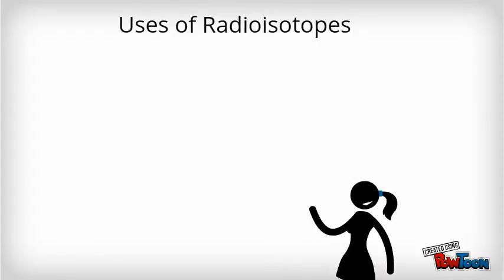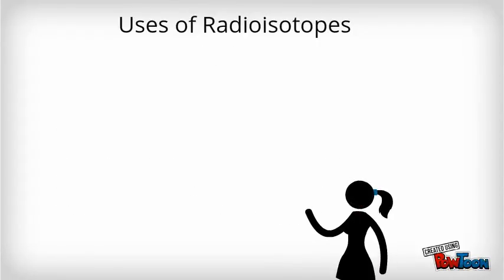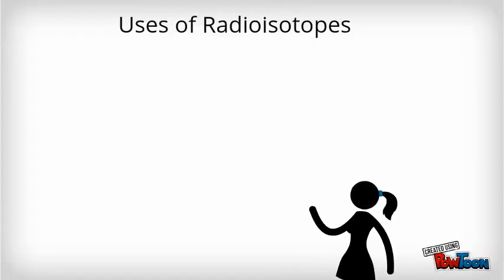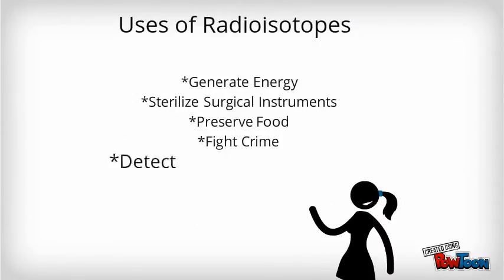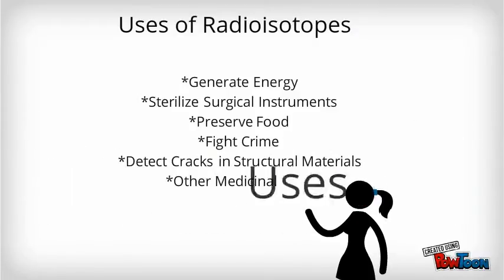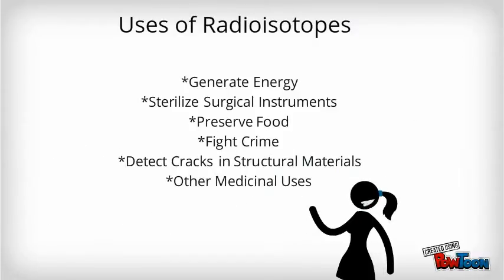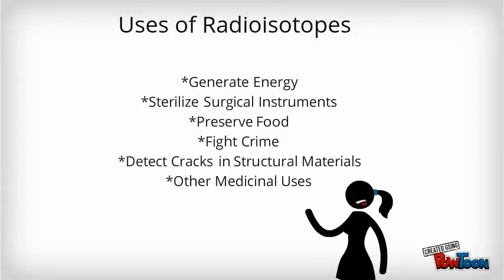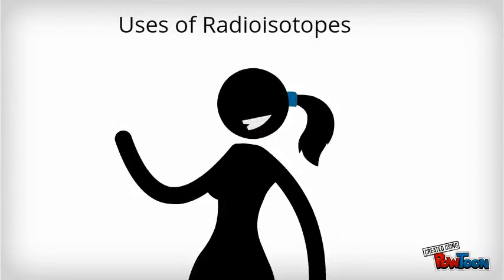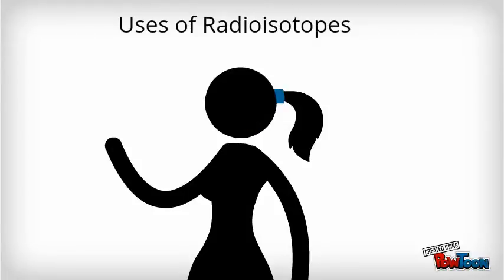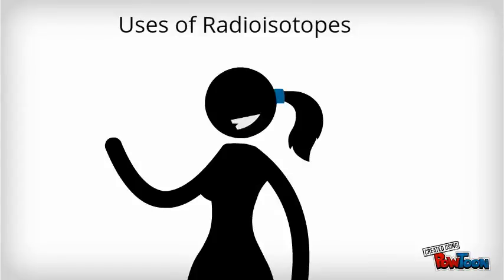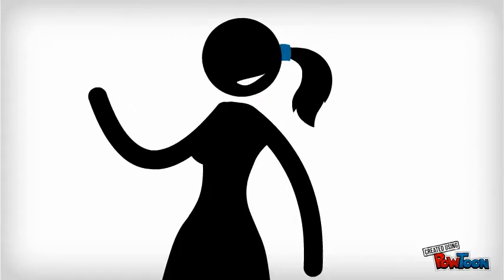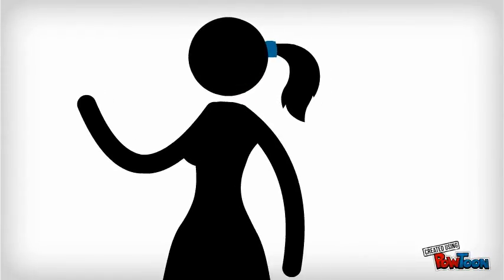Radioactive isotopes, or radioisotopes, can be used for a lot of things, such as generating energy, sterilizing surgical instruments, preserving food, fighting crime, and detecting cracks in structural materials. They have other medicinal uses as well. Palladium 104, for example, can be used to fight prostate cancer, while palladium 109 is used in other cancer therapies. Palladium 108 and 110 can be used in experiments involving nuclear decay and nuclear fusion.